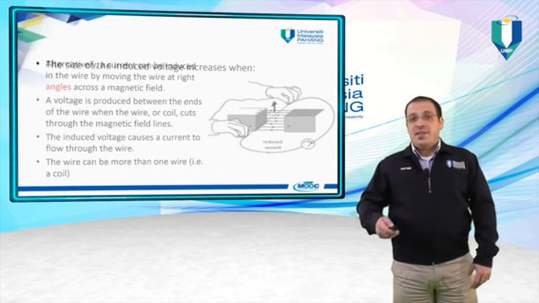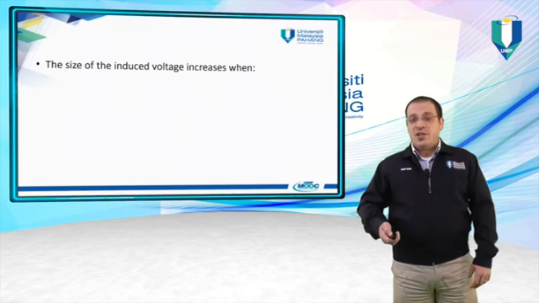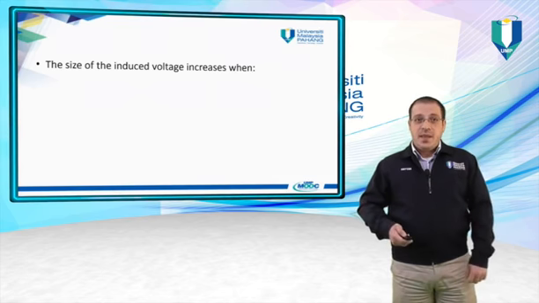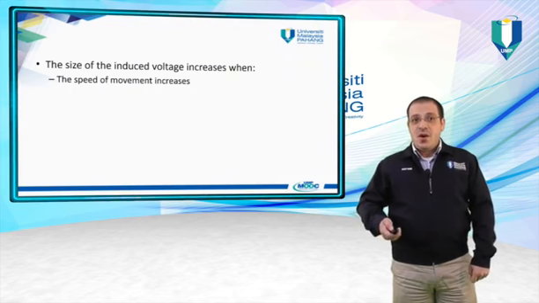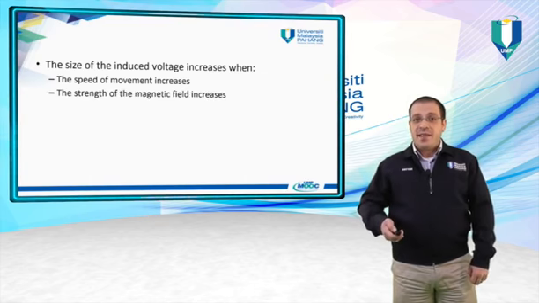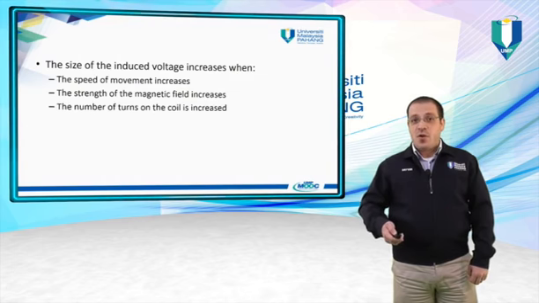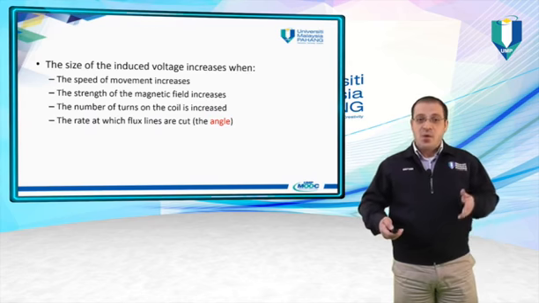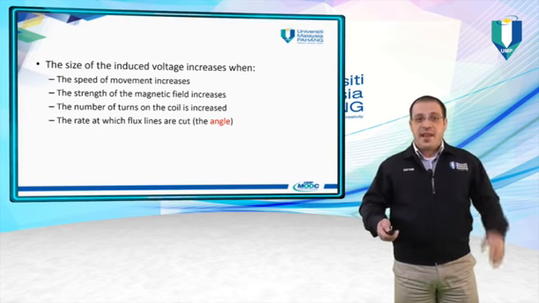The size of this induced voltage or current depends on 4 elements. The first one is the speed of the movement. When the speed of the movement is increased, the size of the induced voltage is increased. The second one is the strength of the magnetic field. The third one is the number of turns of the coil. And the fourth one is the rate at which flux lines are cut, in other words, the angle, because changing the angle will change the rate of cutting the magnetic field lines.